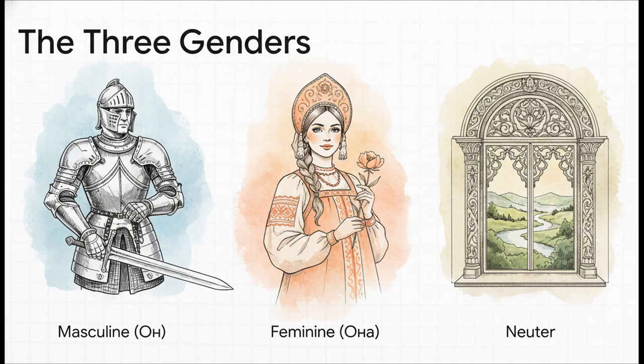First up, we have masculine, which uses the pronoun "on." Let's say it together. On. Then we have feminine, which is "ona." You try. Ona. And finally, there's neuter, which is "ono." Your turn. Ono. Awesome. These three, on, ona, ono, they're our foundation.